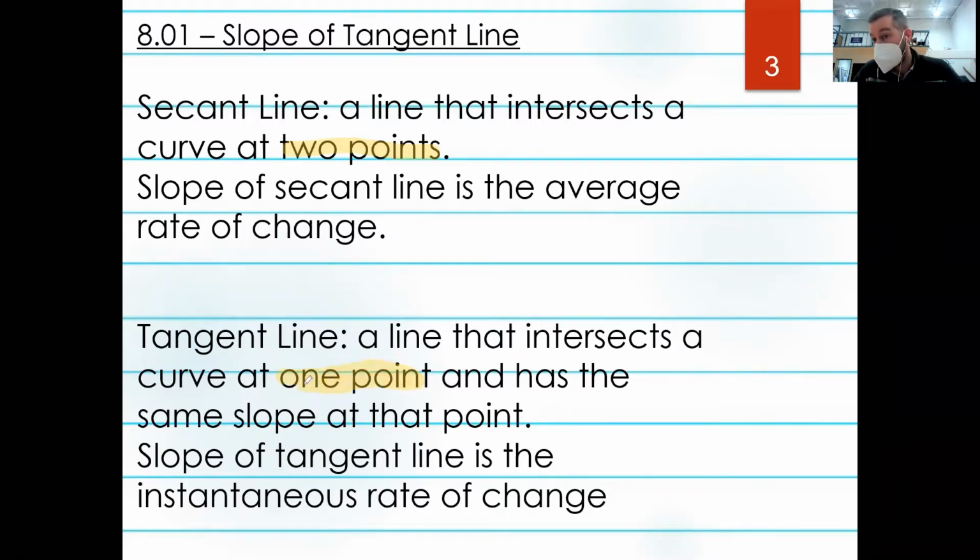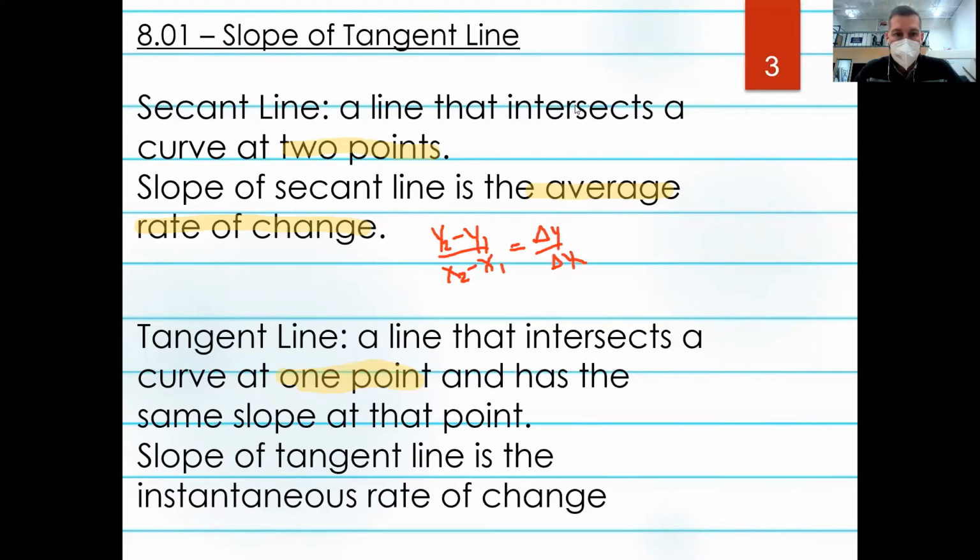And how we find the slope of those two things, or how the slopes relate, is that for the secant line, the slope is the average rate of change. We know that formula: the average rate of change would be y2 minus y1 over x2 minus x1, right? Or we could just call that change in y over change in x, delta y over delta x.